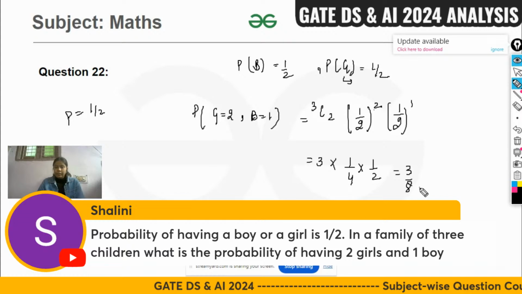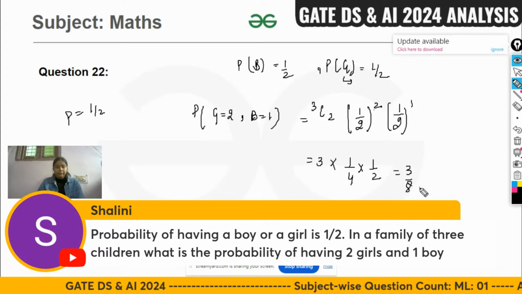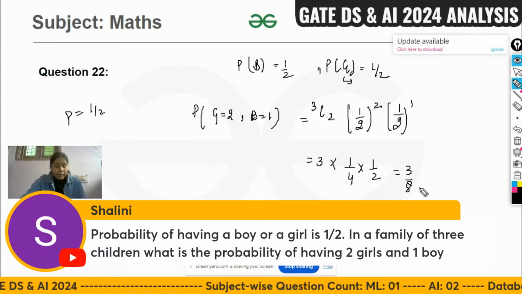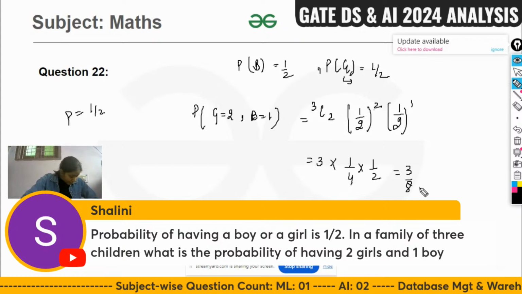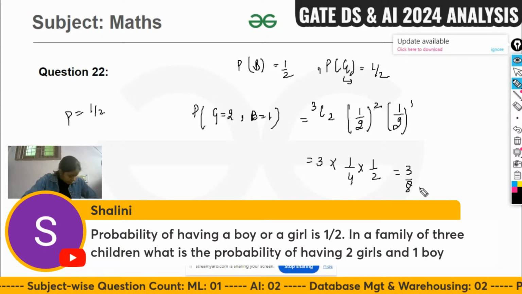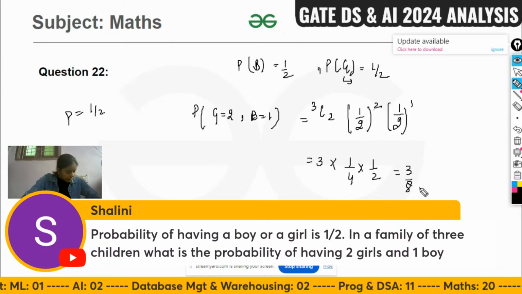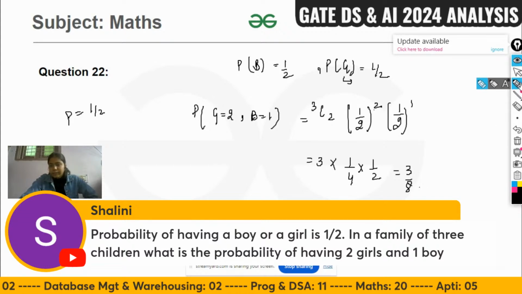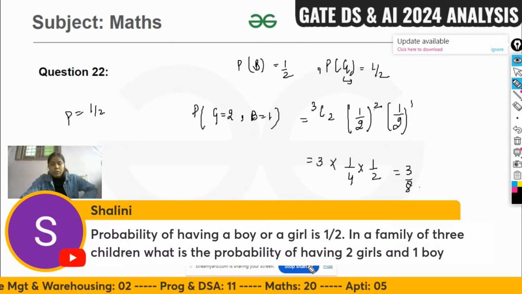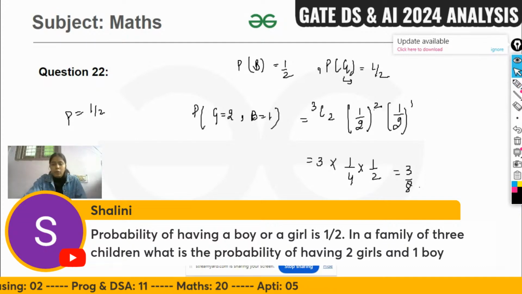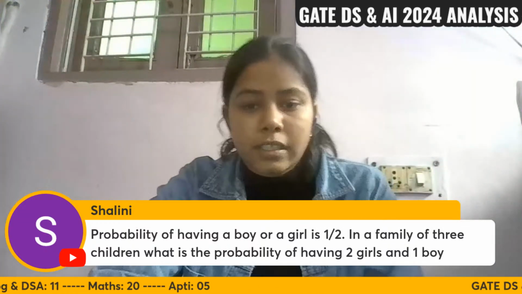Yeah, this was the answer. Guys, how many of you have done this question correct? Esram, have you done this question correct? Anhad, yeah, 3 by 8 is the correct answer. So, I hope all of you have done this question correct.